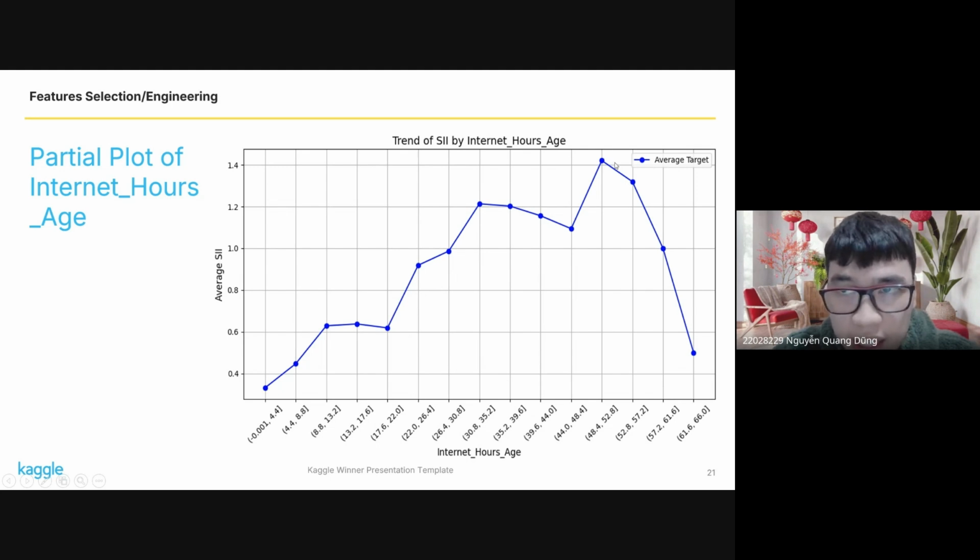And then there is a dramatic fall right here, which might reflect that problematic internet use peaks during adolescence and starts to decrease afterward. However, as we know, the data for the adult group is very limited, so we are not certain about this trend.